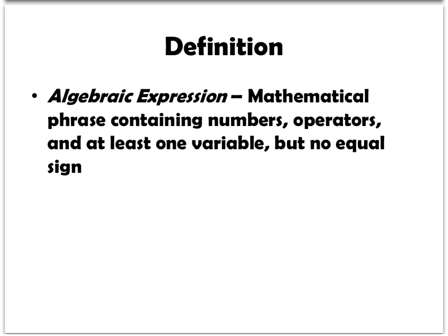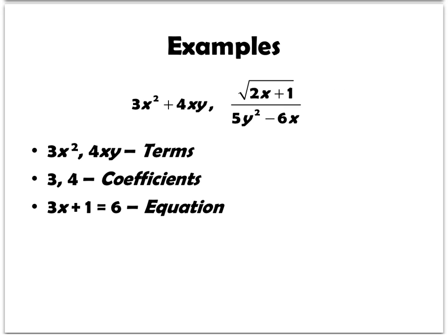So an operator is a generic term for something like addition, subtraction, division, multiplication, square roots, trig functions, those types of things. And you can't have an equal sign. If you have an equal sign, then you have an equation, not just an expression. So here's a couple of examples of mathematical expressions.